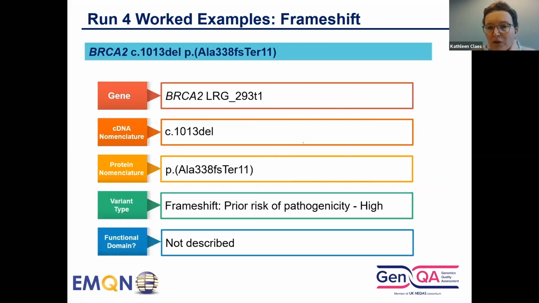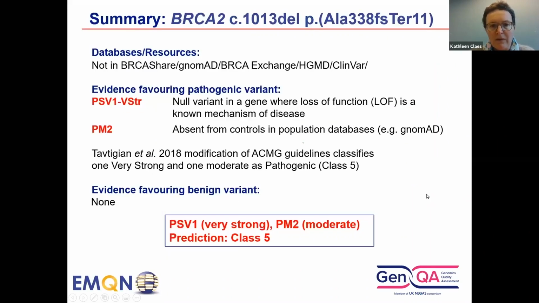Of course, there's not always so much work to do about variants. It was listed as a simple variant, but it already takes some time to assess such variants in detail. Easier are variants that cause a frameshift and a premature stop codon, like this one in BRCA2. It's a deletion of one nucleotide at position 1013, which leads to a frameshift starting at alanine 338 and leads to a premature stop codon 11 amino acids downstream. Because it's a frameshift inducing a premature stop codon, the prior risk of pathogenicity is of course high. And is it in a functional domain? Not really described, but maybe not so relevant in this case. So here we can go much quicker.